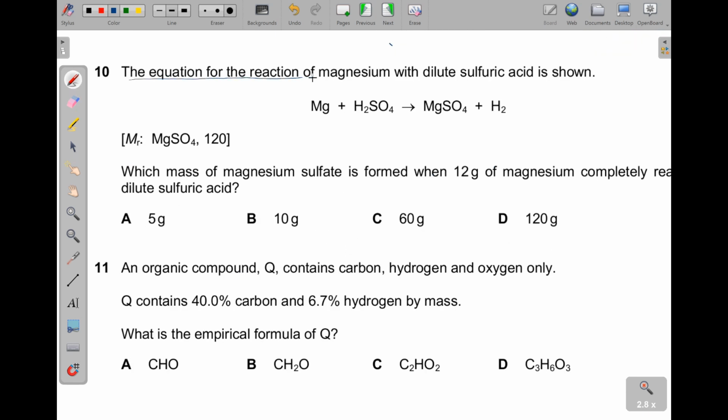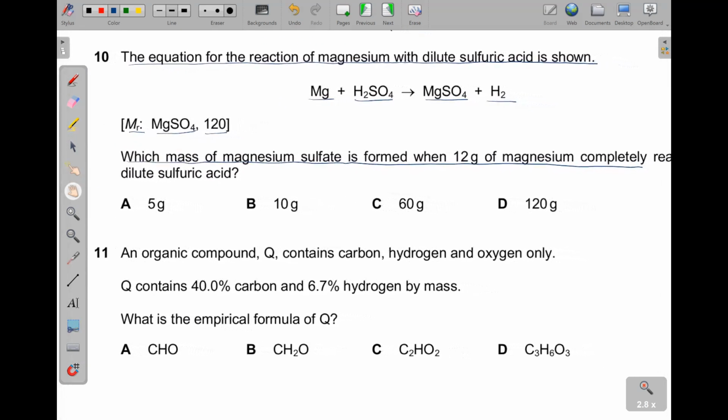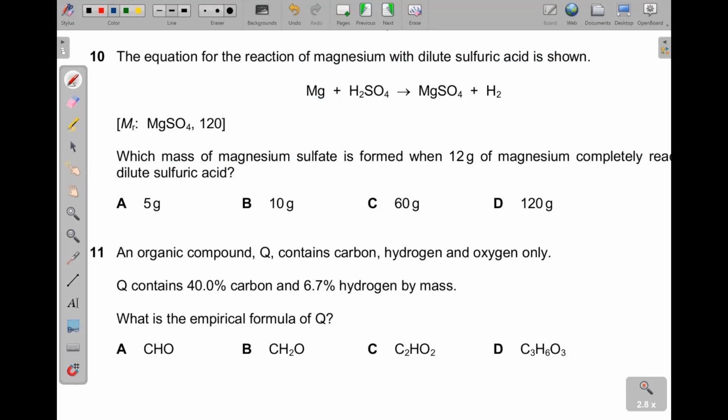Question 10. The equation for the reaction of magnesium with dilute sulfuric acid is shown. We have magnesium plus sulfuric acid. Then we get magnesium sulfate plus hydrogen. The relative molecular mass of magnesium sulfate is 120. Which mass of magnesium sulfate is formed when 12 grams of magnesium completely reacts with dilute sulfuric acid? Now, we shall begin by finding the moles of magnesium. Okay, so magnesium is 24. So we shall have 12 out of 24, these are the moles of magnesium. This is the same as 0.5.